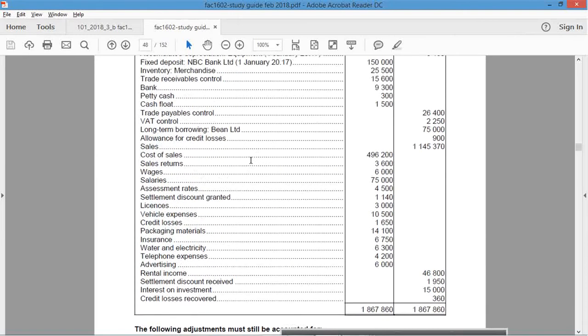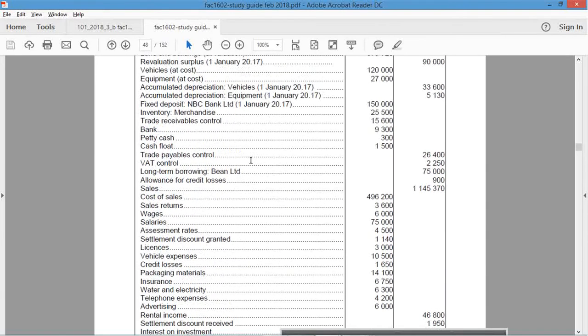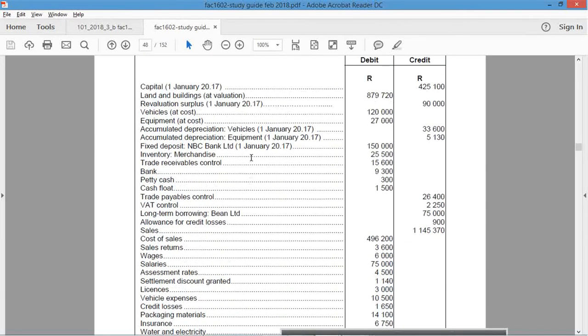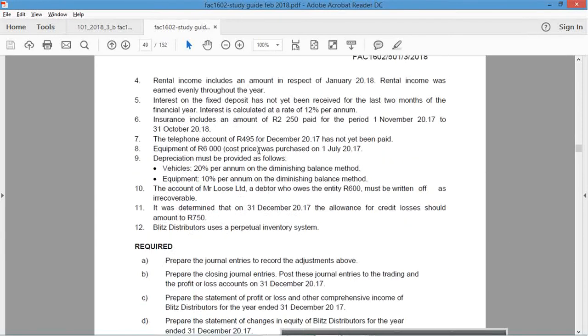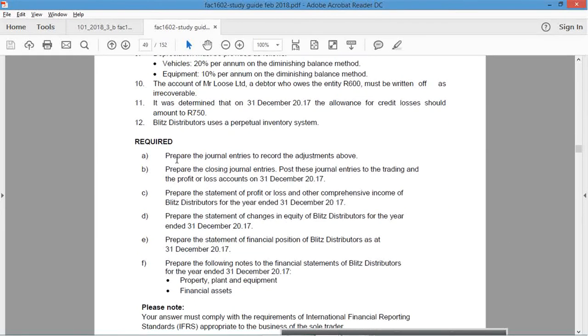Okay, so I think you should create the solution for this one. In terms of practice, as we go through it, I want you to create the answer. So let's see the additional information. What must we do? Don't worry about journals or closing entries. Let's focus on profit and loss, disclosure, statement of changes in equity, and financial position.